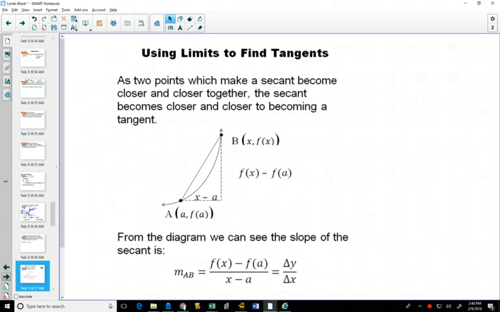So the idea looks like this. I've got some curve. And on that curve, I can connect 2 points, A and B. And with those 2 points, I could have a secant line. And the slope of that secant line would be my average rate of change from A to B.